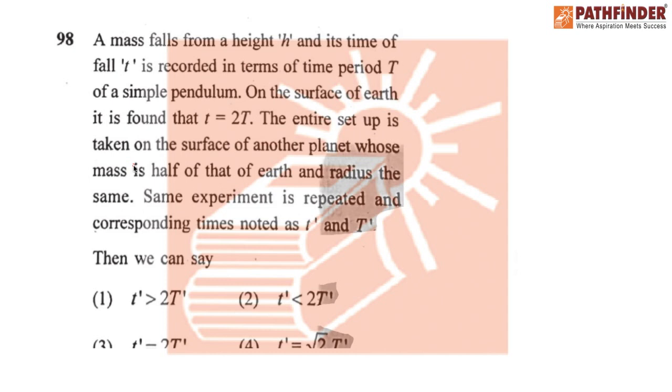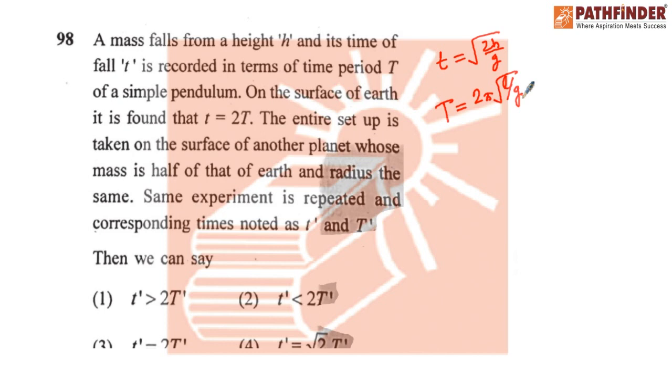On the surface of earth, it is found that t equal to 2T. Actually, on the surface of earth there is a value of g and there is a value of time period also, and the values are like this. Time of falling, small t, is equal to root under 2h by g on surface of earth, and the time period is equal to 2 pi root under L by g. And it was found that small t equals 2 times the time period.